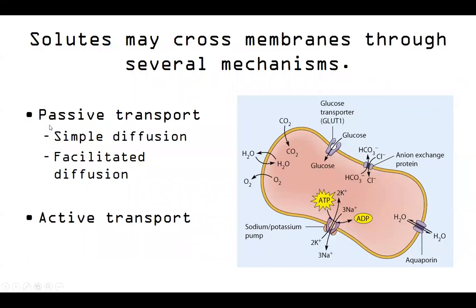So the first category is passive transport. This just basically means we're not going to expend any energy in the form of ATP. So we can use other tricks to help bring molecules into the cell, but we're not going to use ATP, and that's the trick to passive transport. One way that molecules can get into the cell and out of the cell is by simple diffusion.